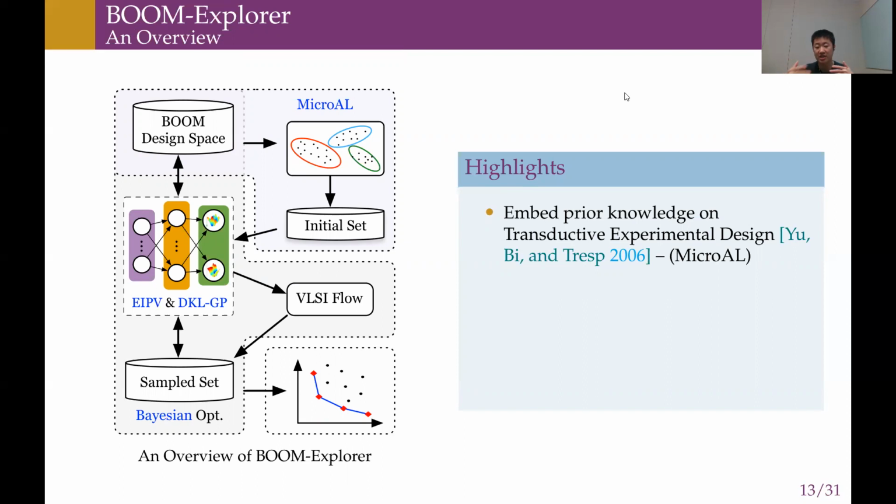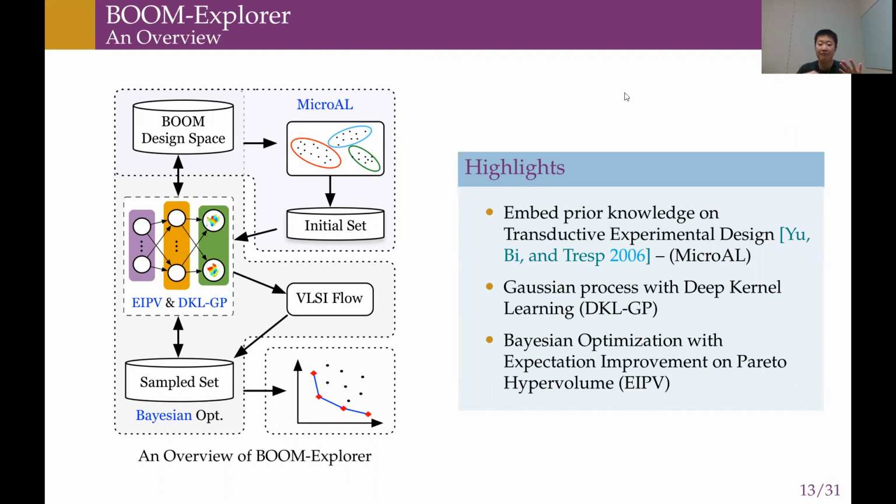a representative initial set. And for the second highlight, we use a deep kernel learning Gaussian process, DKLGP, with deep learning as our surrogate model. Because Bayesian optimization can deal with functions that are very hard to evaluate, DKLGP as a powerful and robust black box model can be a good choice. And for the Bayesian optimization framework, we formulate a good acquisition function, which is expected improvement on Pareto hypervolume, or EIPV for short, to deal with the multi-correlated problem.